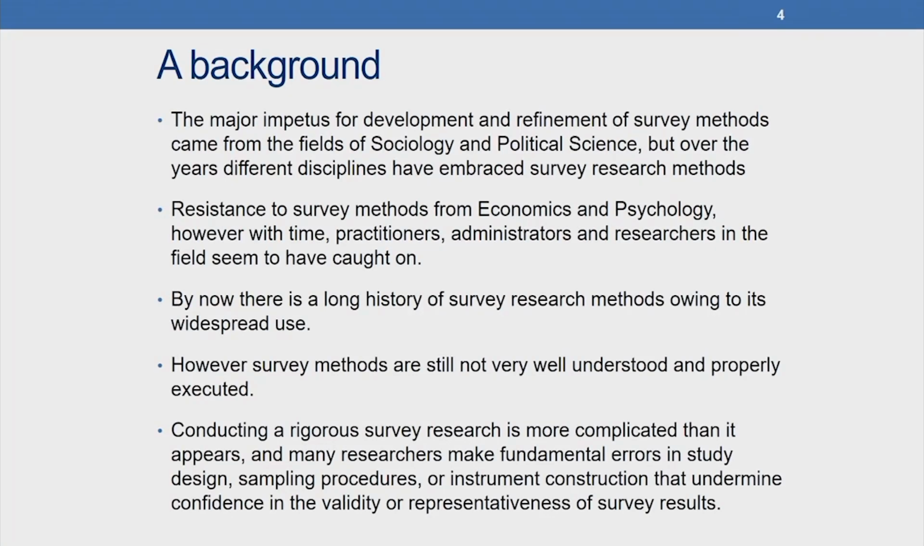Now, if we look at a brief background of which social sciences have extensively used survey research, we would see that the major impetus for development and refinement of survey methods came from the fields of sociology and political science, but over time various other disciplines within the social sciences have also embraced survey research methods as their own. For example, anthropology and economics are 2 important social sciences which make extensive use of survey research methods, but if we go to the roots of when survey research methods began, we see a lot of its use within the disciplines of sociology and political science.